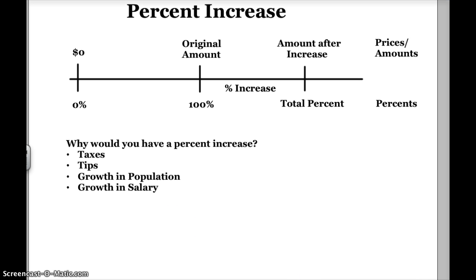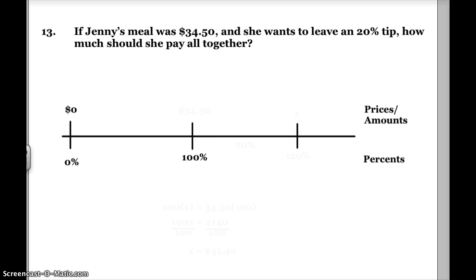Let's see how it works with an actual problem. If Jenny's meal is $34.50 and she wants to leave a 20% tip, how much would she pay altogether?